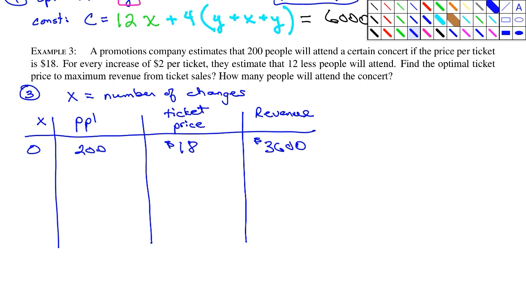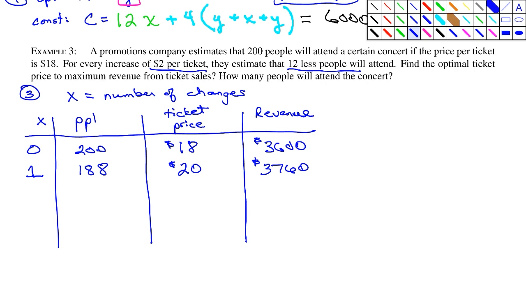Now, if we change the ticket price by adding $2, so here's one change. One change adds $2 to the ticket price, so it changes it from $18 to $20. Then the result is that 12 less people will come. So 200 minus 12 is 188. And I raised the price, but I lost people. So what does that do to my revenue? Well, it actually makes the revenue go up.